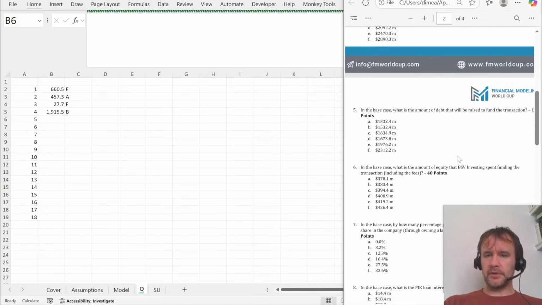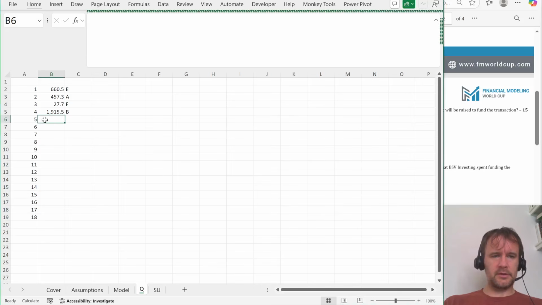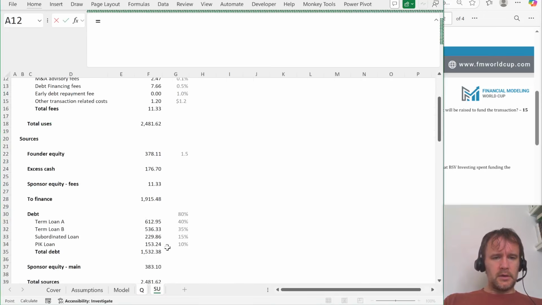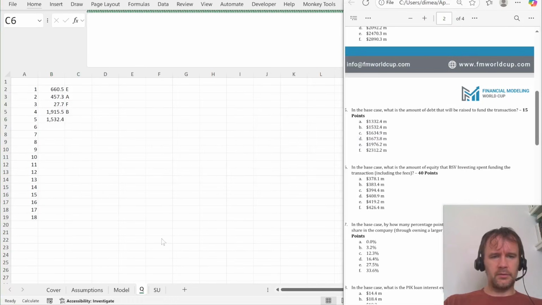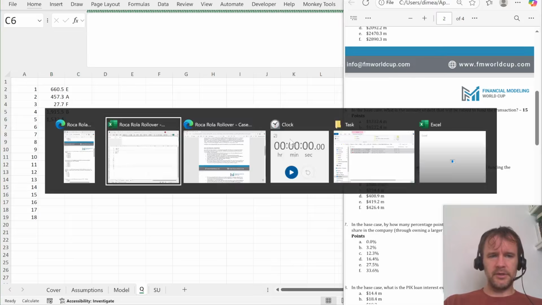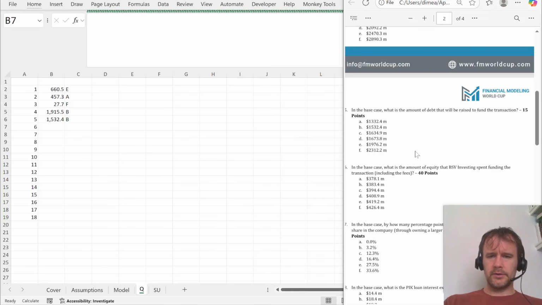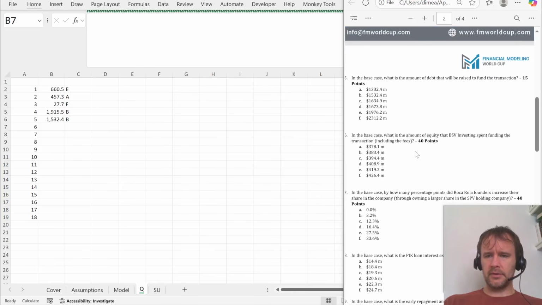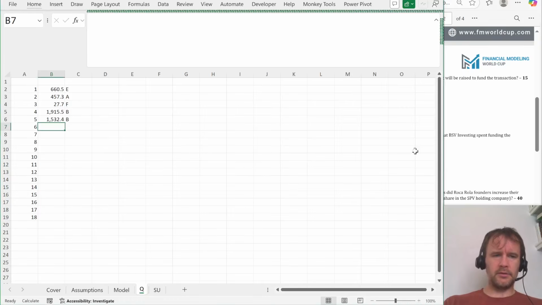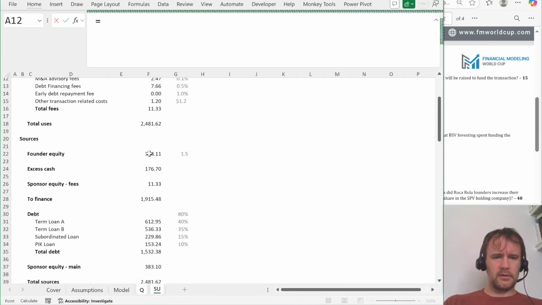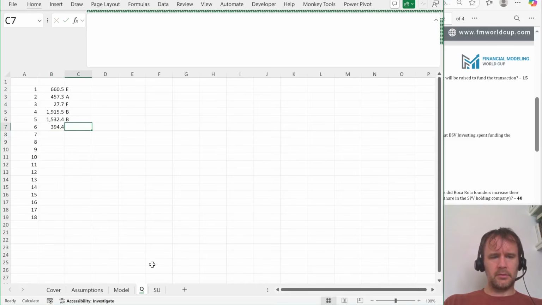In the base case, what is the amount of debt that will be raised to fund the transaction? That's 1532.4, which is B again. Question 6, in the base case, what is the amount of equity they spent funding the transaction, including the fees? So that is, sorry, not sponsor equity fees plus sponsor equity main. Probably the way I laid that out, I'm at high risk of only picking up this part and making a mistake, but never mind.